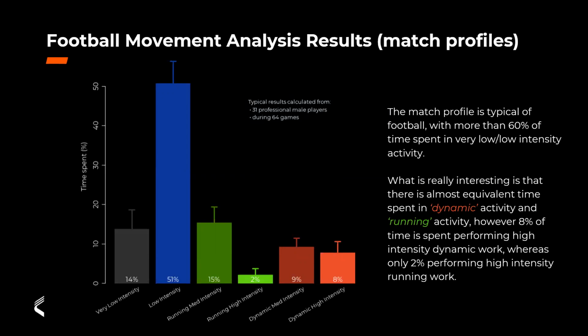If we look at the green here, the running based activity, the linear stuff that tends to be our go-to metrics, medium intensity work is about 15% of the time, and only 2% of the time is spent performing linear high intensity locomotive movements. That's a little bit different to the breakdown on the dynamic activities, where we've got roughly equivalent overall time spent in dynamic work to running work, but the breakdown is 9% and 8% for medium and high intensity work respectively. So there's the starting point where we begin to look at how match profiles might look using this new approach.